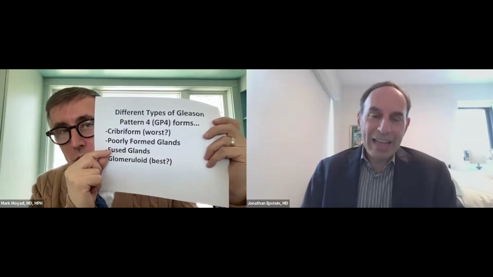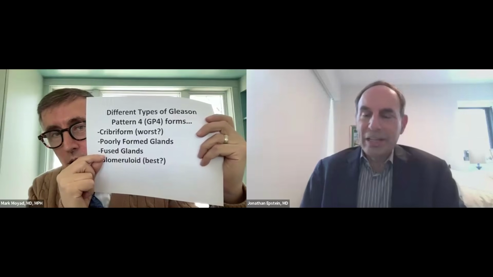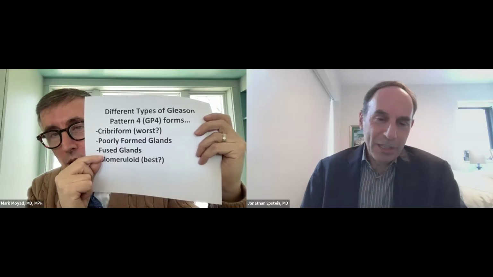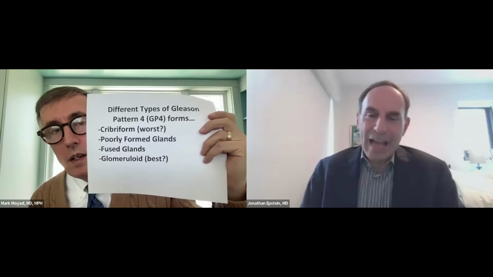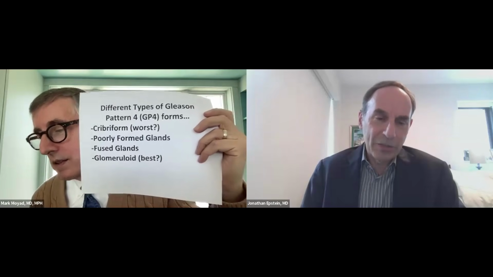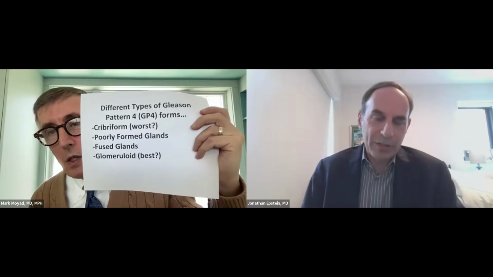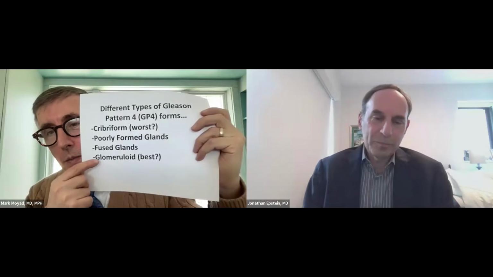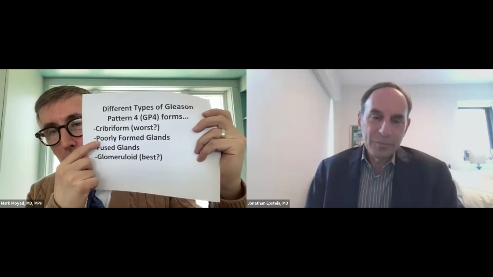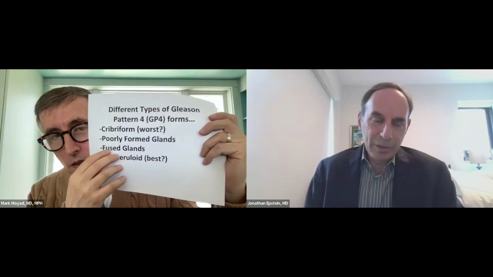Also, if I had, let's say, a 3 + 4 = 7, no cribriform, 5 to 10% Gleason pattern 4, I would tell a patient, yeah, you're still a good candidate for active surveillance. You still have to be watched carefully, but I wouldn't tell them not to do active surveillance. So if they had 5 or 10% and they had glomeruloid or fused or poorly formed, you would feel more comfortable with that on active surveillance. Correct. Yep.